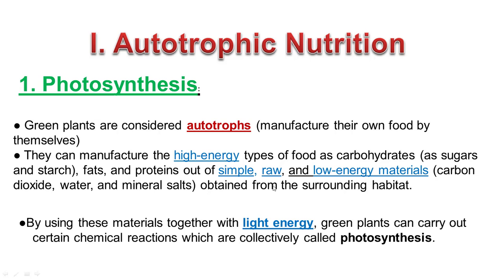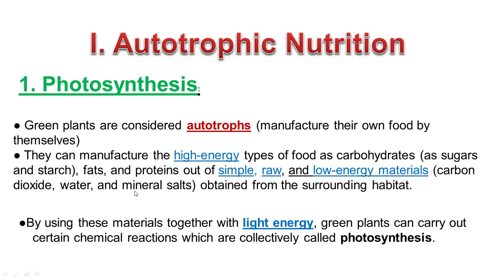Autotrophic nutrition is responsible for making a process, the photosynthesis process. So green plants are considered autotrophs, meaning a type of living organism that contains a substance, which we will later know by the name chlorophyll, and this chlorophyll carries out the photosynthesis process. The photosynthesis process can manufacture high energy types of food like carbohydrates, sugar and starch, and change them to fats and protein from simple, raw and low energy materials like carbon dioxide, water and mineral salts.